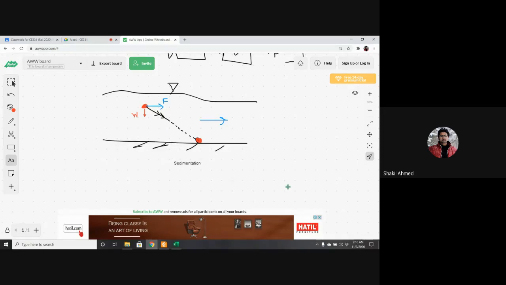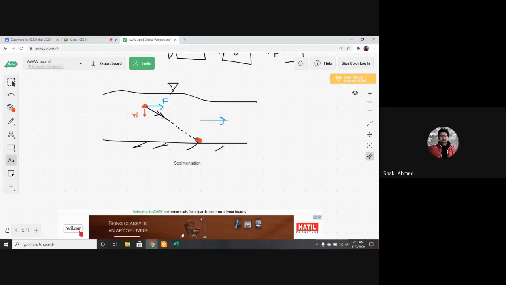So sedimentation is basically the falling down of a particle from the suspension. Previously it was suspended in the water, floating in the water. Now it has sedimented or fallen down. So the falling down of a particle from the suspension to the bottom, this is called sedimentation. Clear?